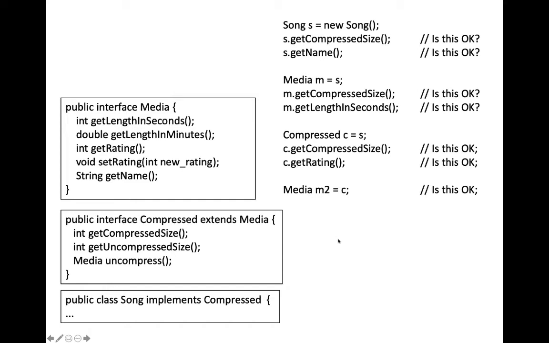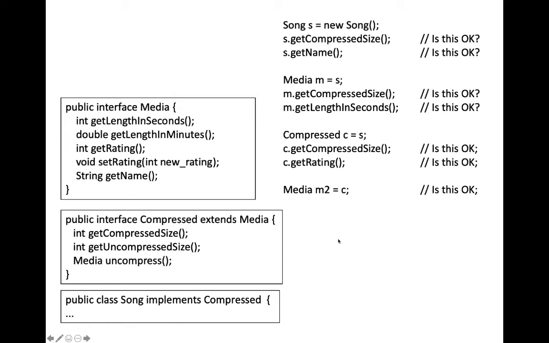Now, contrast that to this situation where I've defined media as an interface, and now I've defined compressed as an extension of media. The first two lines are obviously okay because song has everything, and I'm using S as a reference to song, so it has everything song provides. And I know that since song implements compressed, and compressed extends media, song must also implement everything in media, so those first two lines are fine.